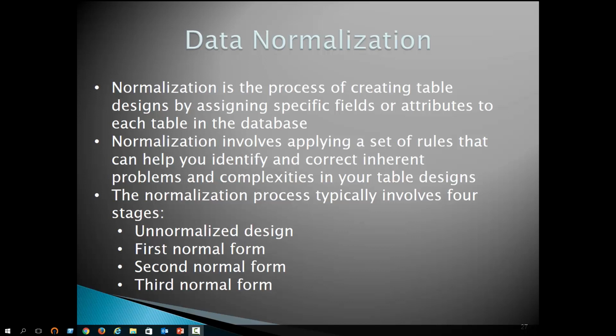So in part two, we're going to talk primarily about data normalization, and this is the process of creating, as it says, table designs by assigning specific fields or attributes to each table in a database. What we try to do by normalizing the database is get rid of any redundancy, any inefficiency within a table. For example, we wouldn't want a table of orders that had redundant parts, or redundant parts descriptions. We would want to create a unique part number that could be referenced on an order, and then the description of that part be in a separate table where it's stored only one time.